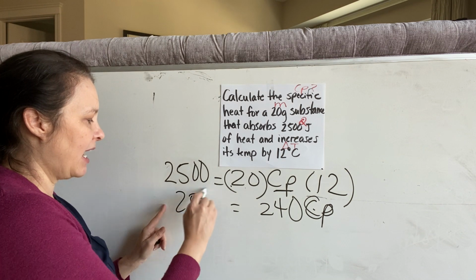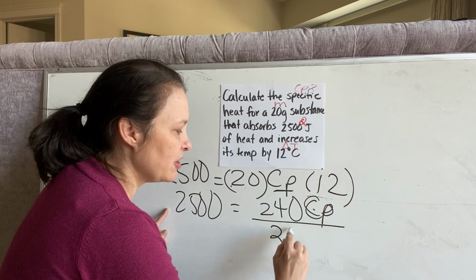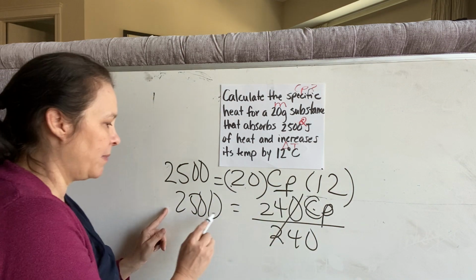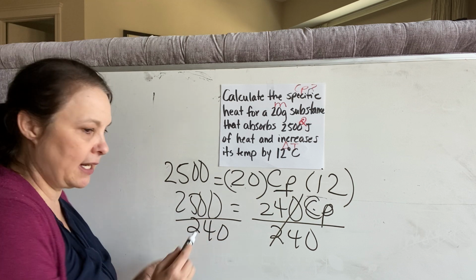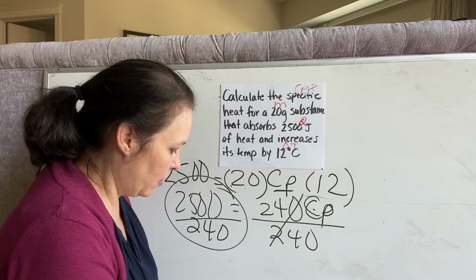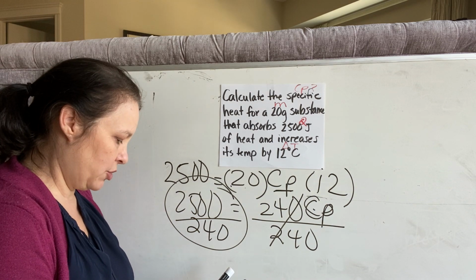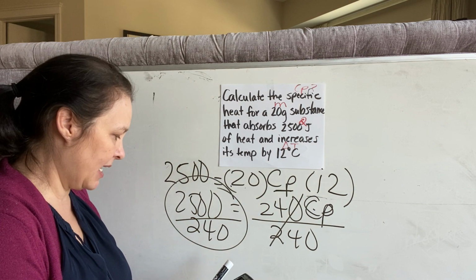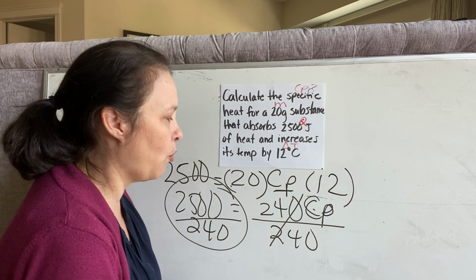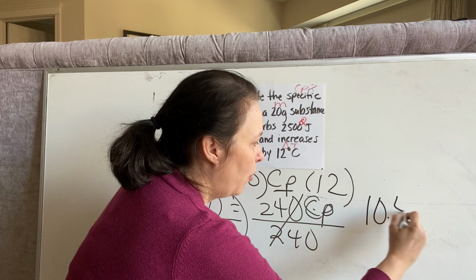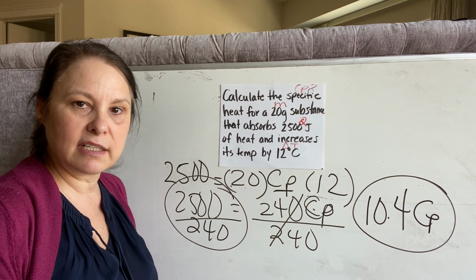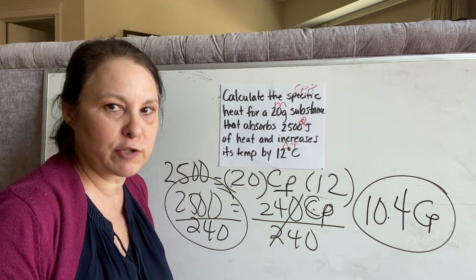Equals 2,500. We're going to divide that 240 out, so we'll isolate that specific heat variable right there by itself. 240. And then we're just going to divide that. So I'm going to say 2,500 divided by 240, and I get 10.4. 10.4 is the specific heat, the CP, as we say, for specific heat.